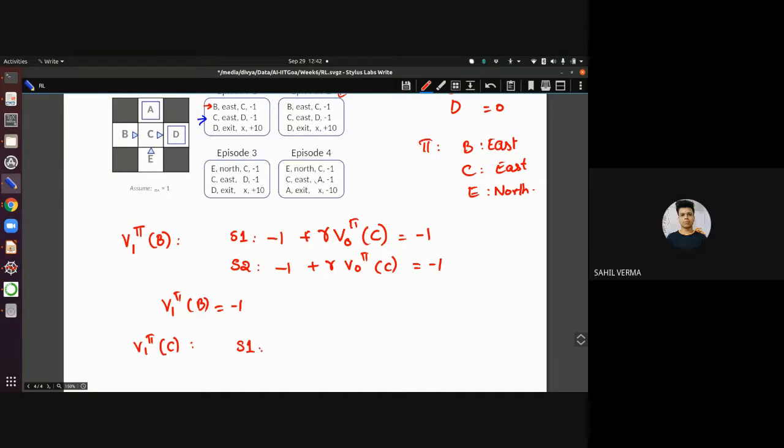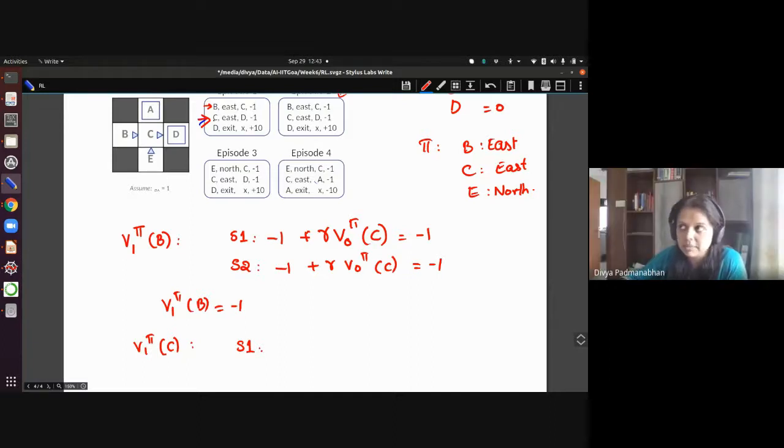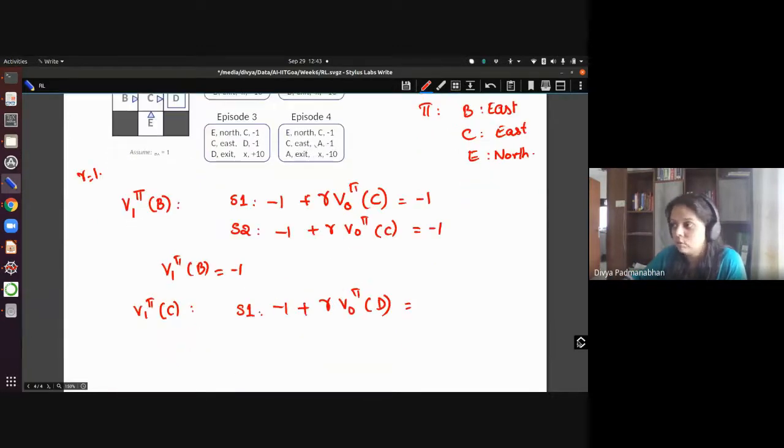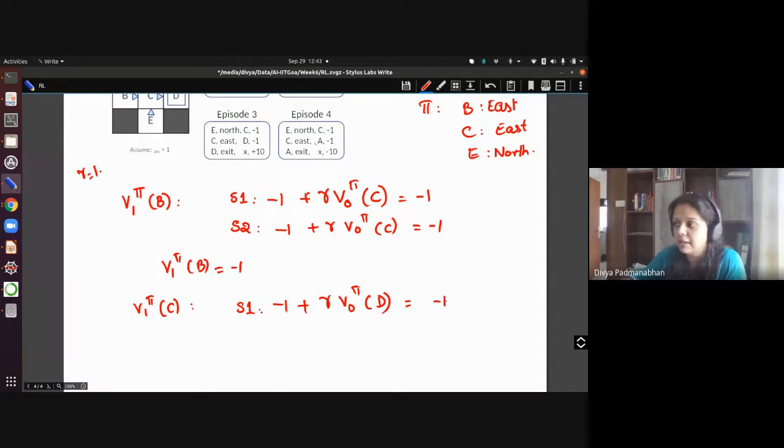Minus 1 plus gamma times V0 pi of C, so V0 pi of D, right? From this D. So -1 plus gamma V0 pi of D. Let me take gamma as 1 just for simplicity, okay? So here V0 pi of D was 0, so I'm just going to again get -1.